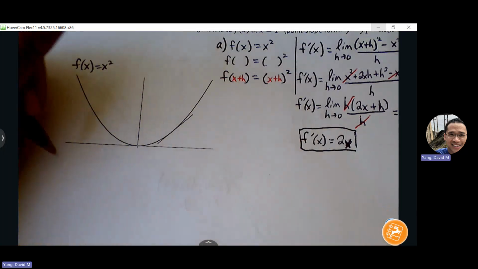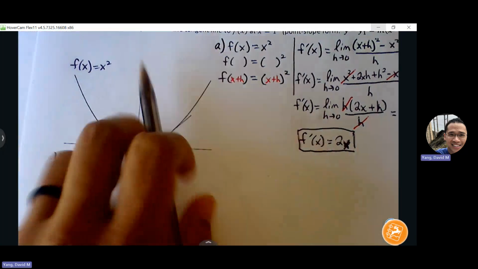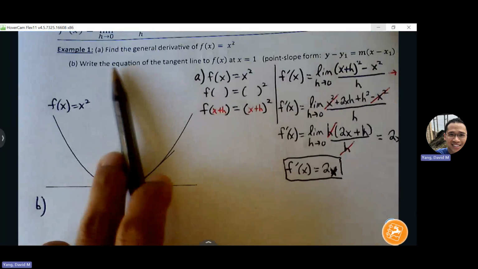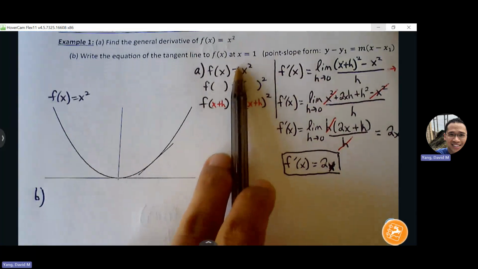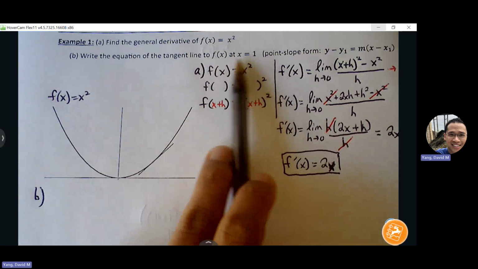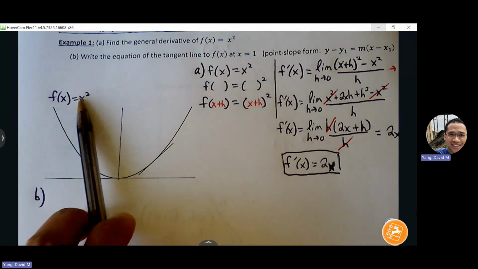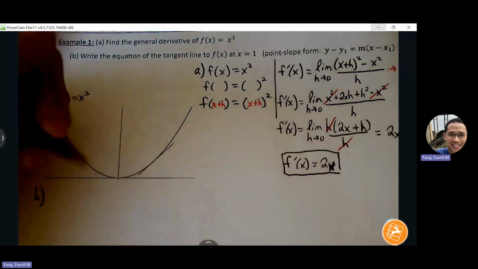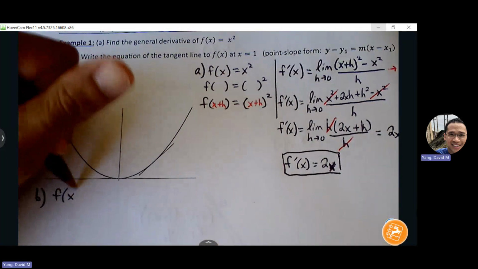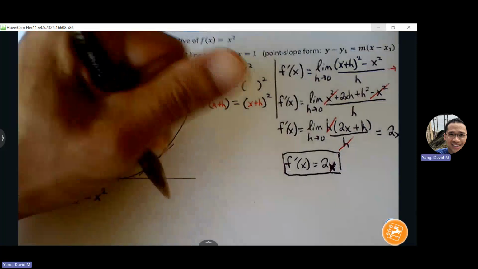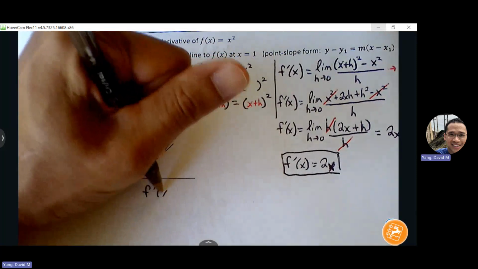So part B here says, write the equation of a tangent line to the graph at x equals 1. If I want to find the equation of a line, I need an ordered pair and I need a slope. To find my ordered pair, I'm going to use my function. To get my slope, I'm going to use my derivative.